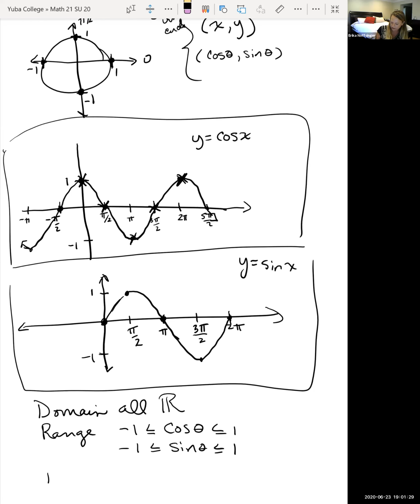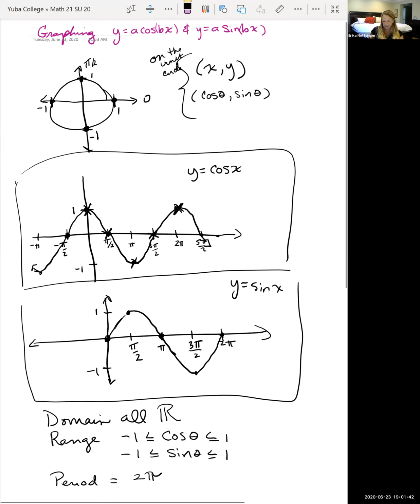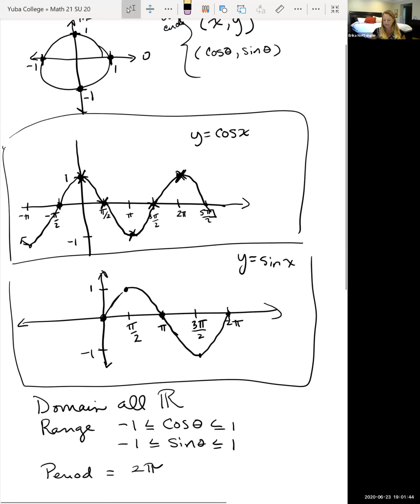We said our period in this case was 2 pi. That period can be affected if we multiply the argument, which we call x in this case. If we take sine of that argument, it's not just 1 times x. We'll talk about that in a second. And then we have the amplitude.